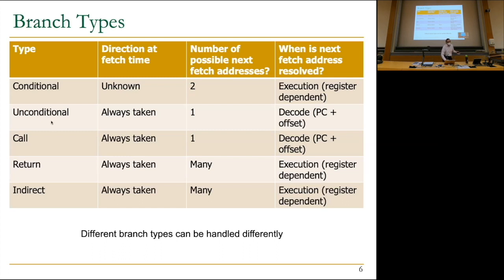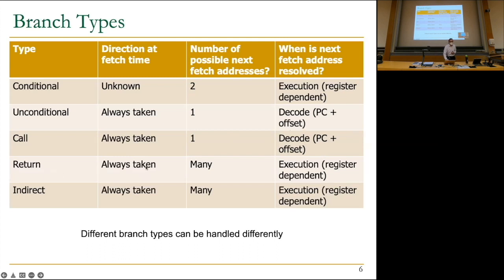Unconditional branches are easier to handle because they're always taken, and there's only one possible next fetch address, and it's handled and decoded in this part in MIPS, for example. Calls and returns enable function calls. We're not going to discuss them in detail, but it's good to know that they're handled separately in existing processors. But they also break the control flow. Calls are always taken, and the target address is determined in decode.